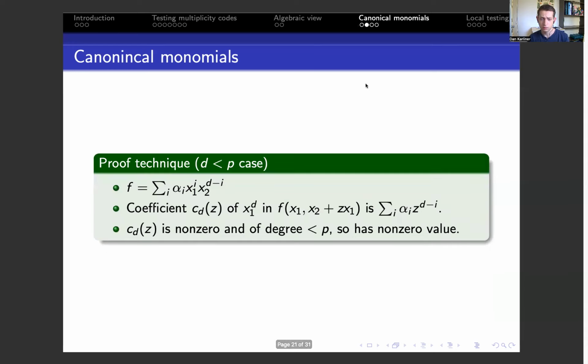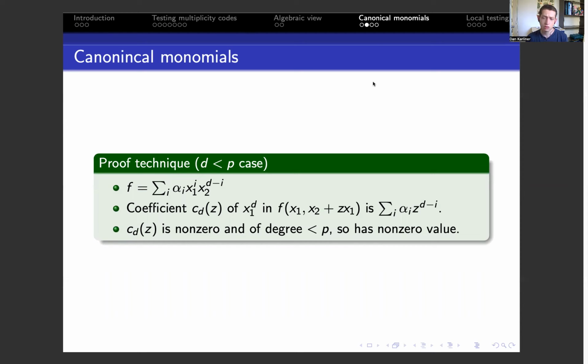Now, if we're in the homogeneous case, then we can write out our polynomial as the sum of alpha_i times x1 to the i, x2 to the d minus i. This coefficient polynomial c_d of x1 to the d, I'm looking at the d smaller than p case, so we should be able to transfer everything to x1, is just the sum of alpha_i z to the d minus i. Now, this is a polynomial that's non-zero and of degree smaller than p, so it's non-zero for some selection of z.